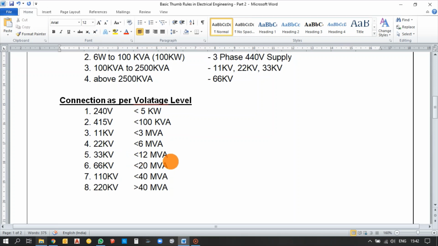So these factors mainly depend on the designing of a substation. In case you design at substation level, depending upon the load factor, if you want to have 66 kV as a line, the total load of the system should be less than 20 MVA. And in case you are going for a 110 kV system, you should have a total load of less than 40 MVA. For above 40 MVA, you can suggest 220 kV or 400 kV.